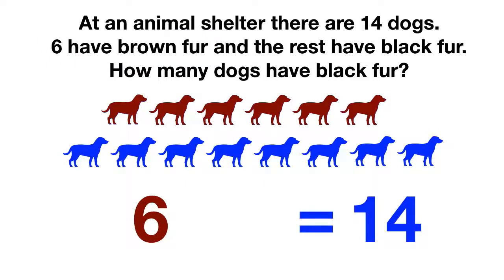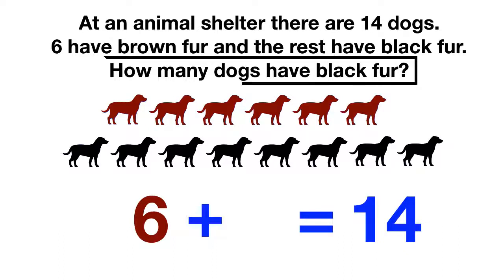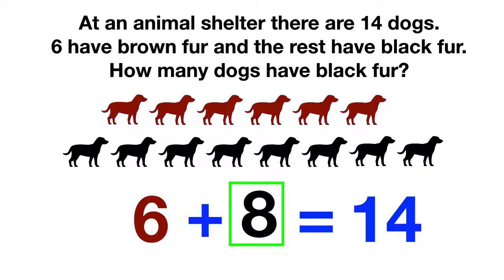Then the problem says the rest have black fur. So we know the rest of these dogs will have black fur. And we know that 6 plus this number will give us 14. To figure out how many dogs have black fur, we can just count them up. 1, 2, 3, 4, 5, 6, 7, 8. There must be 8 dogs with black fur.